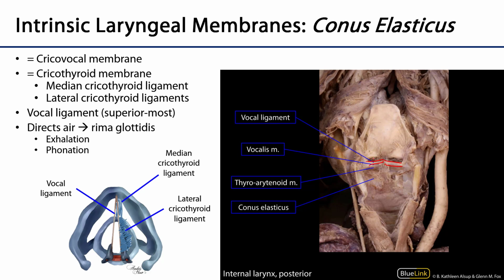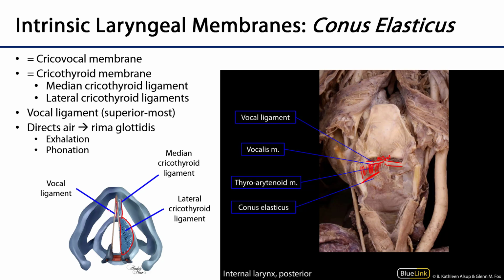The remainder of the conus elasticus is actually going to spread the distance between the cricoid cartilage and laterally that vocal ligament and the arytenoid cartilage. So there, and then there's even a little bit of it anteriorly here between the cricoid cartilage and the thyroid cartilage. So if we look at it superiorly here, there's the lateral cricothyroid ligament, and then there's the median cricothyroid ligament, or at least half of it.